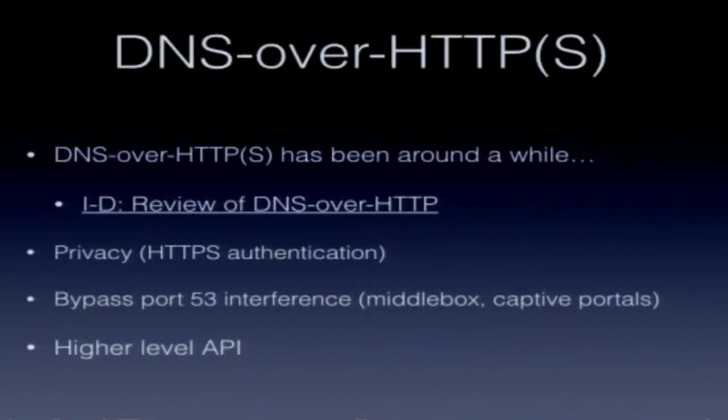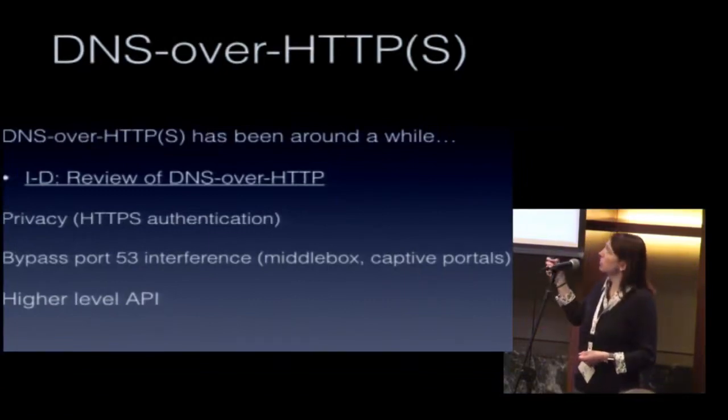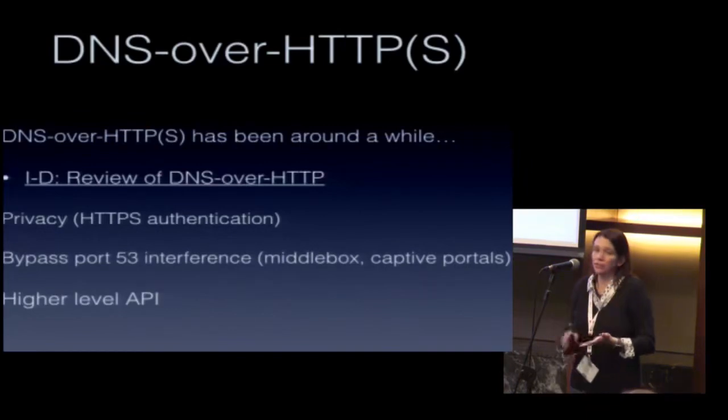A very quick note on a couple of topics here. So DNS over HTTPS has actually been around for a while, non-standard, but used. There's a really good review of why it was used, and some of the motivations, well, one was privacy, it brings that with it. Others were bypassing middle box interference, others were exposing higher level APIs.